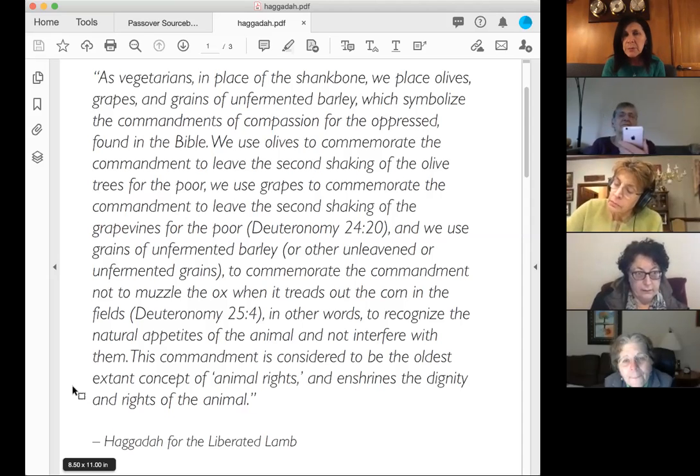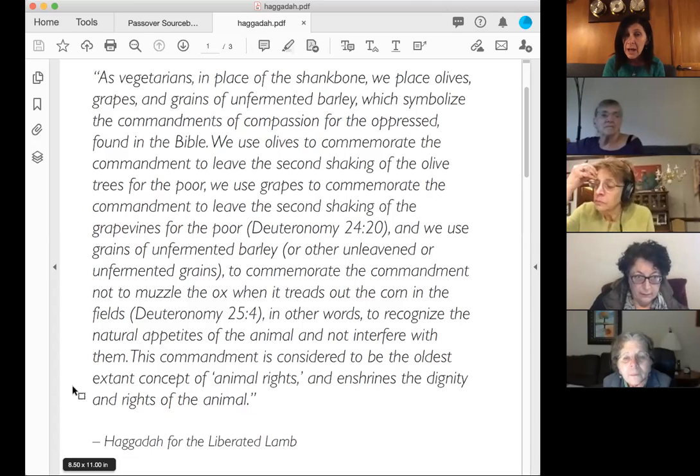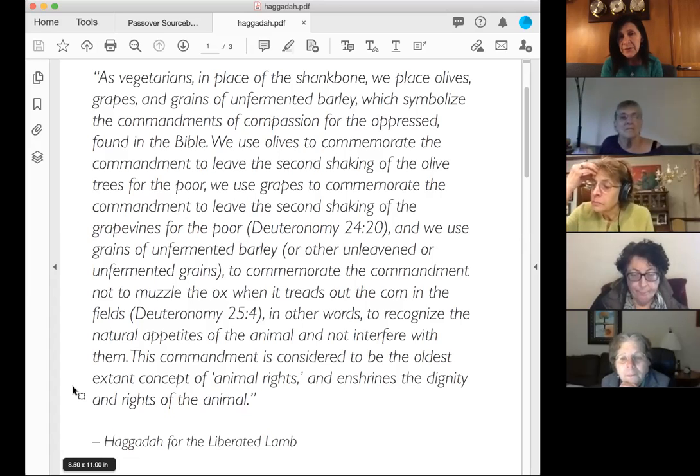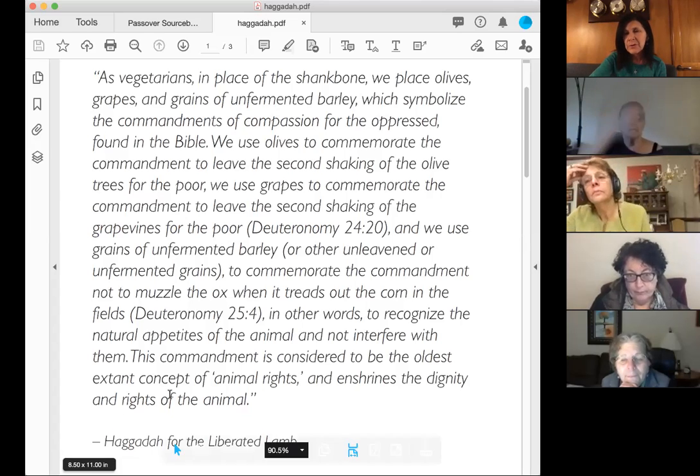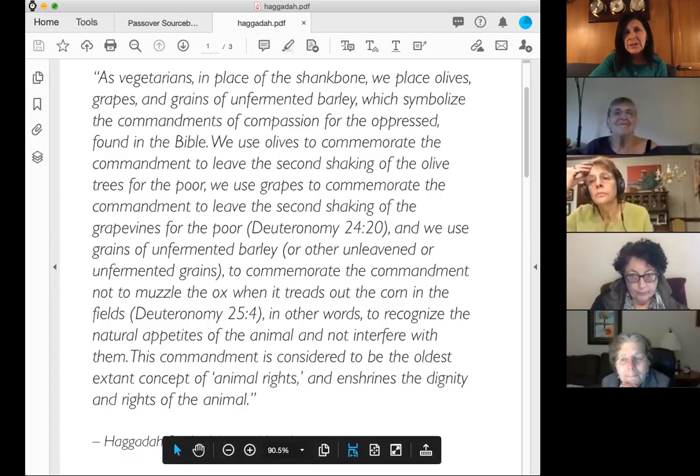We use olives to commemorate the commandment to leave the second shaking of the olive trees for the poor. We use grapes to commemorate the commandment to leave the second shaking of the grapevines for the poor, from Deuteronomy 24:20. And we use grains of unfermented barley or other unleavened or unfermented grains to commemorate the commandment not to muzzle the ox when it treads out the corn in the fields. In other words, to recognize the natural appetites of the animal and not interfere with them. This commandment is considered to be the oldest extant concept of animal rights and enshrines the dignity and rights of the animal. So I really like this.